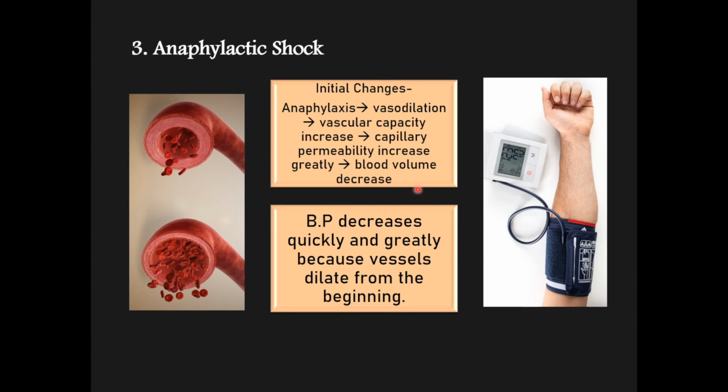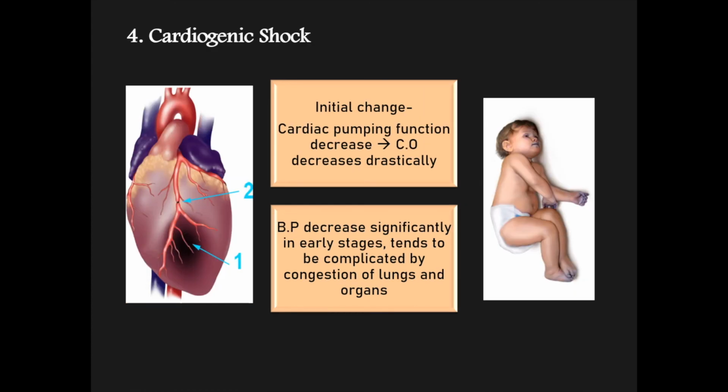The fourth common type of shock is cardiogenic shock, and in this case cardiac pumping function is decreased or cardiac functionality is hampered, which leads to decreased cardiac output. Whenever there is decreased cardiac output, there is decreased perfusion of the tissues, and there is decreased oxygen supply in the vital tissue beds like brain or kidney or the GIT vasculature.